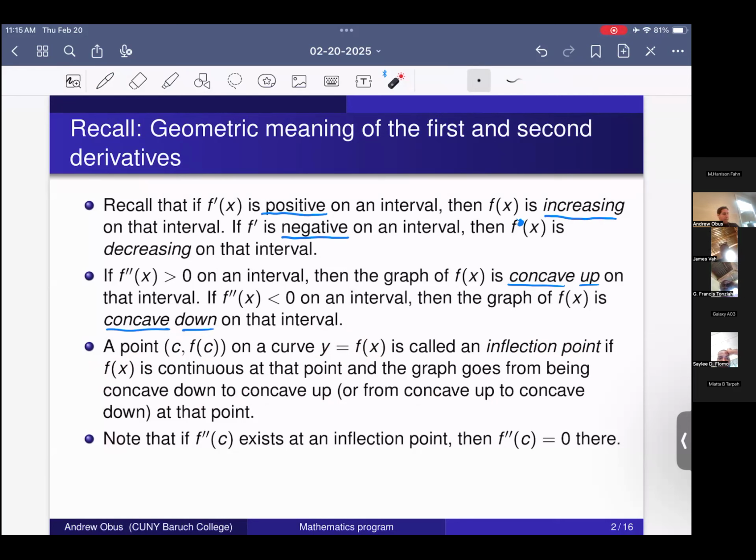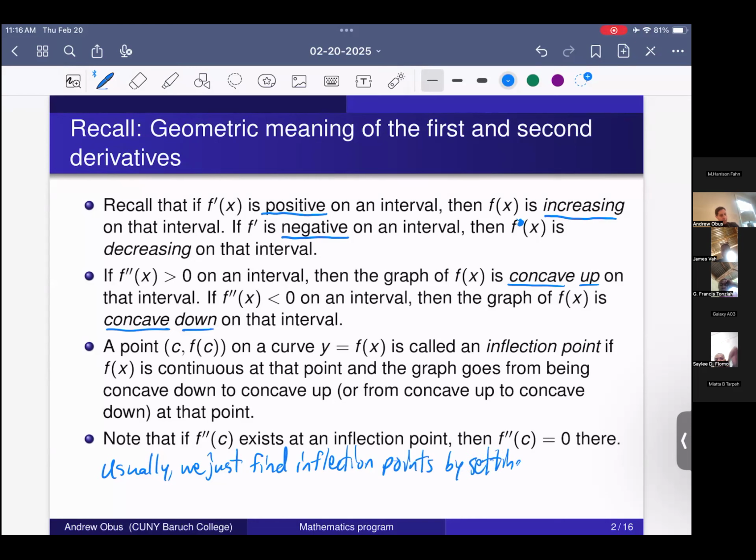And we saw last time that if you have an inflection point where the second derivative exists, then the second derivative has to be equal to zero. So usually we just find inflection points by setting f double prime of x equals zero. As long as all the derivatives exist, this is going to be the only place where you're going to find inflection points.